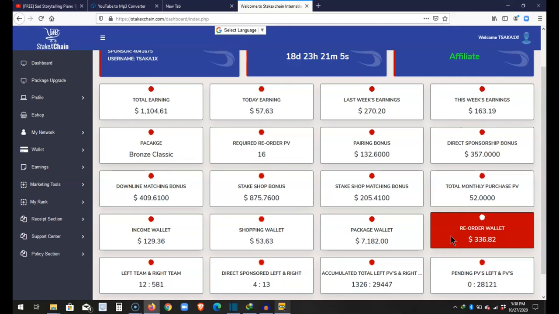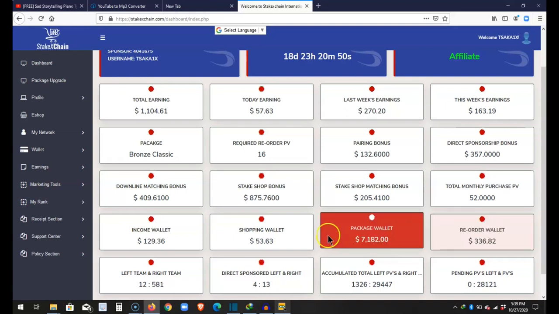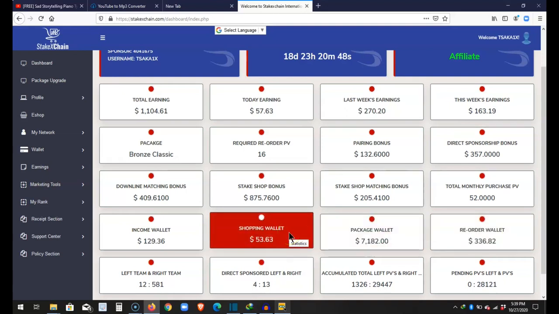Now the next thing that we see is what we call the reorder wallet. The reorder wallet shows the amount available to do your reorders. Okay, now what you need to understand is that if you want to do a reorder at the end of the month, you can use either the reorder wallet or the shopping wallet. Either of them is going to work for you.